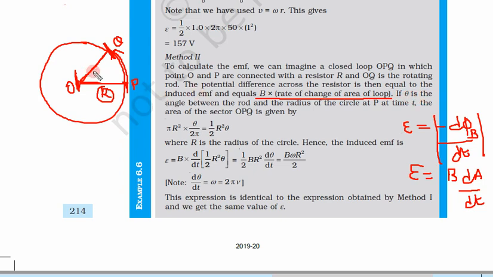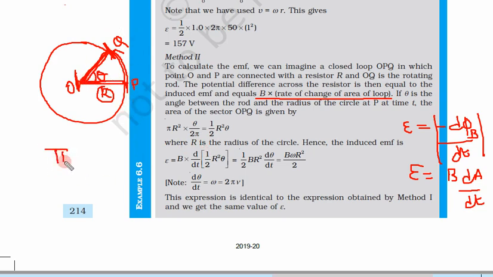If theta is the angle between the rod and the radius of the circle at time t, so Q point, P point, O point and theta angle, after some time there is an angle between these two positions. What is the area of the sector OPQ? How do we calculate the area?